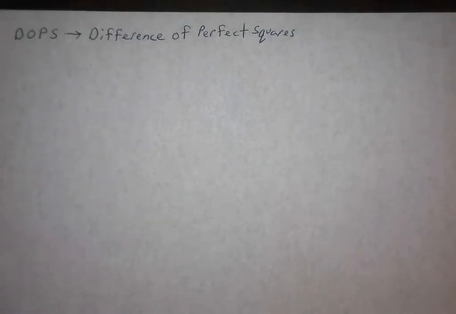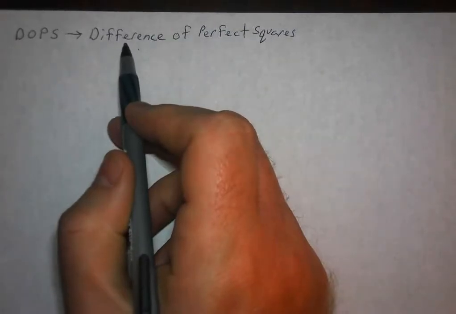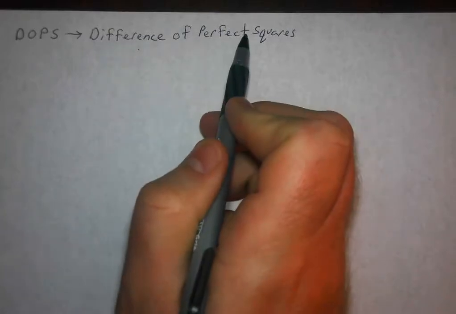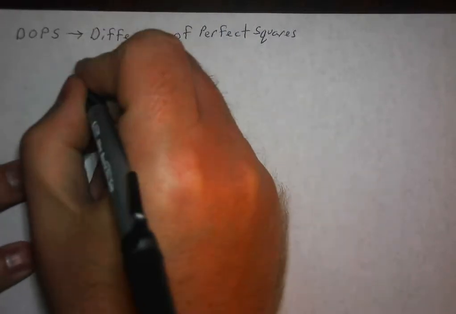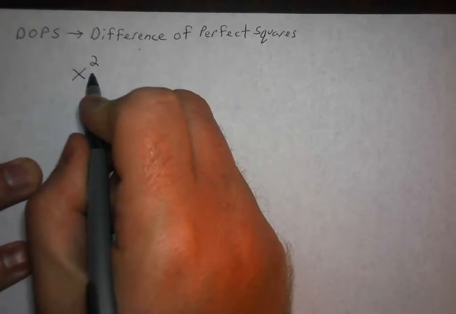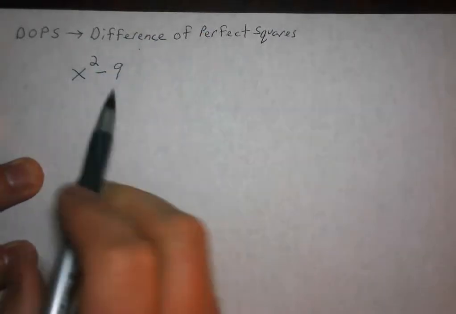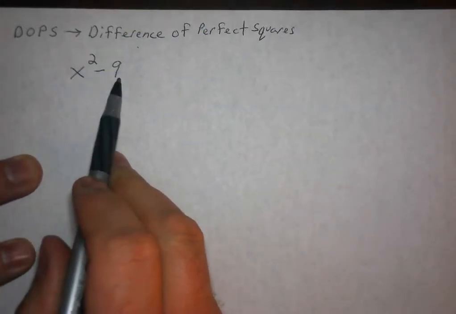A special type of factoring is called difference of perfect squares, or DOPS for short. So it's exactly what it says, difference of perfect squares. Difference means we're subtracting perfect squares. So an example of that is if I give you x squared, that's a perfect square because x times x is x squared, and then say minus 9. That is difference of perfect squares.